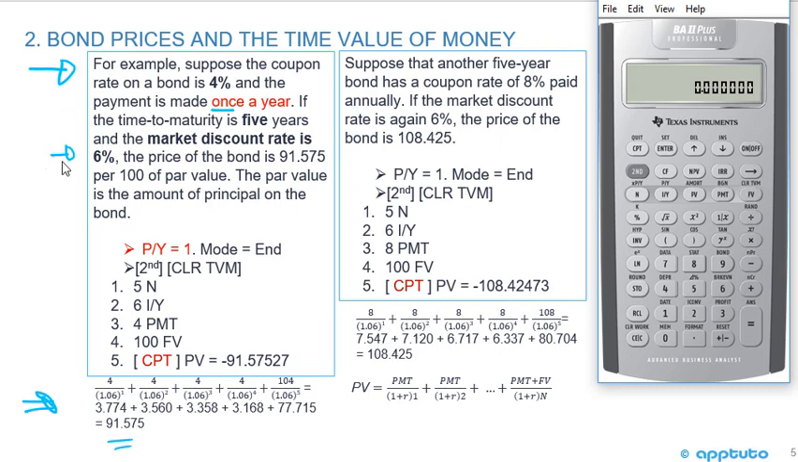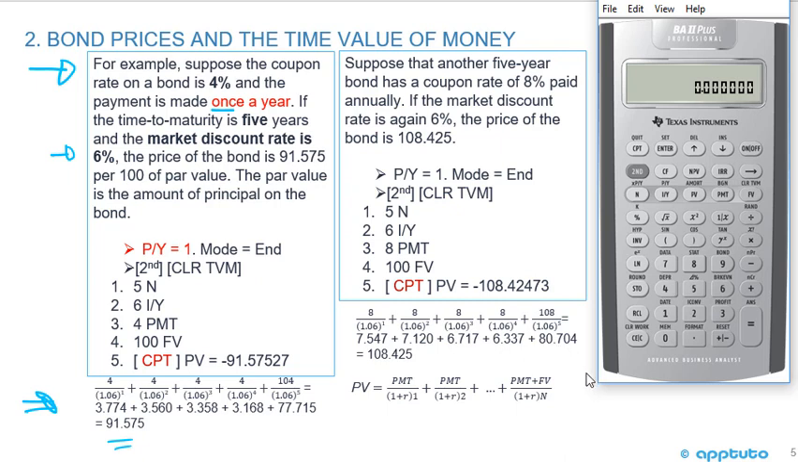Now again, we can see in this case that the coupon rate is 4%, but the market discount rate has gone up to 6%. So as we know, as interest rates go up, the price goes down. That's why it's selling below par. But let's look at this case. It's got a coupon rate of 8%, and the market discount rate is 6%. We can see it's going to sell at a premium.